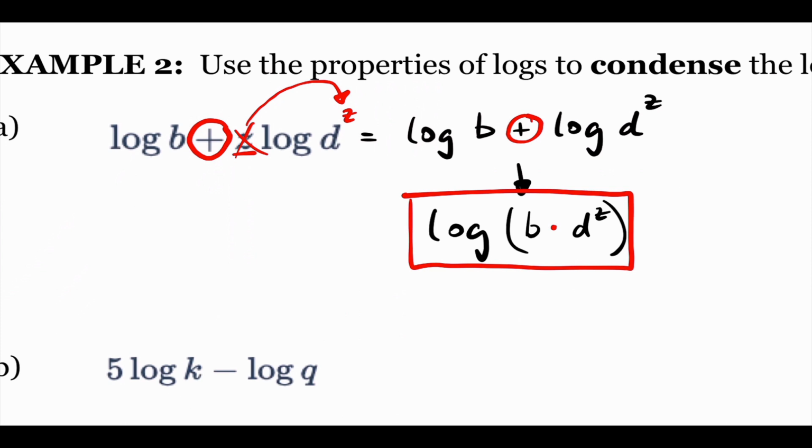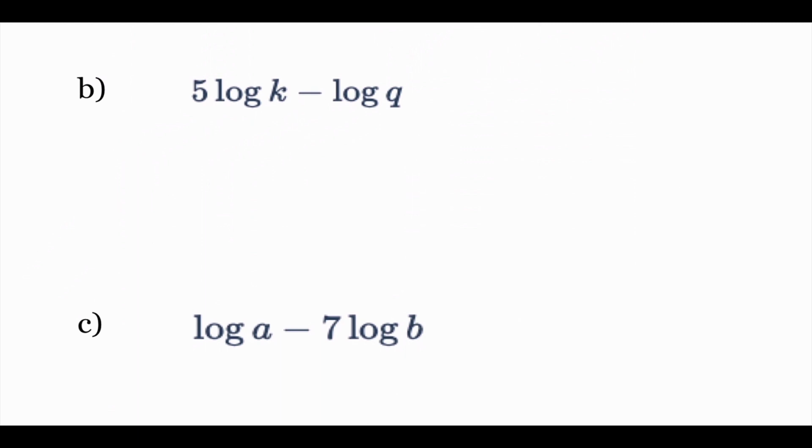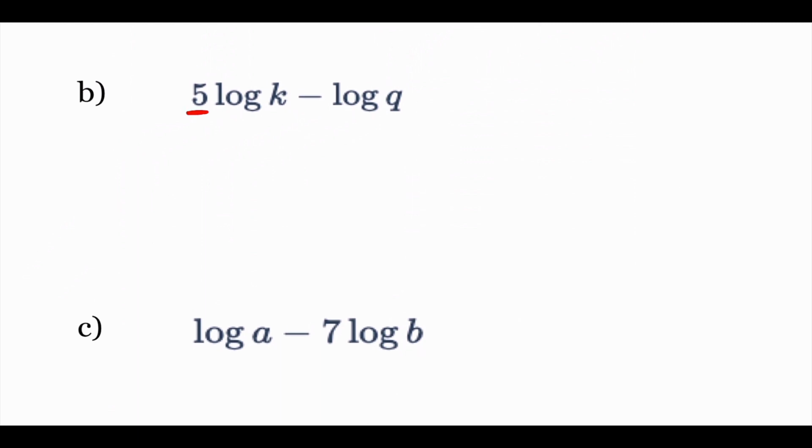All right, 2B. Again, I have a power because the 5's in front. So I need to move that over here to the k. And I have subtraction.